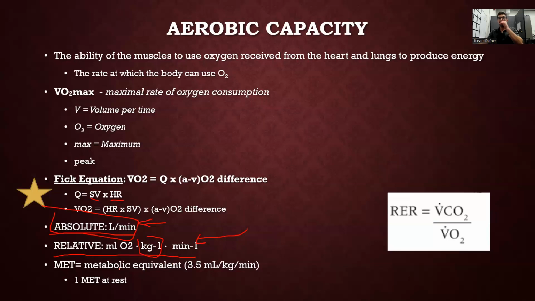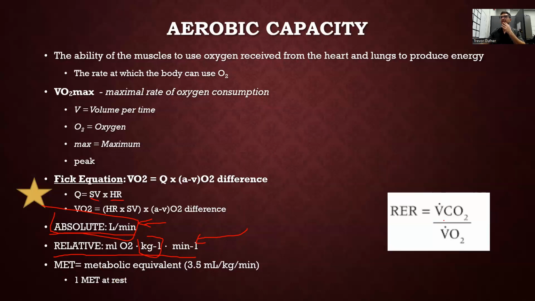And then finally, we have a MET here, a metabolic equivalent, right? So 1 MET is essentially the amount of energy that you burn at rest. So if you're doing something at 2 METs, you're doing something that requires 2 times as much energy as you would at rest, right? So on and so forth. If it's 10.5 METs, that's 10.5 times as much energy being utilized as what you would be using at rest, right?